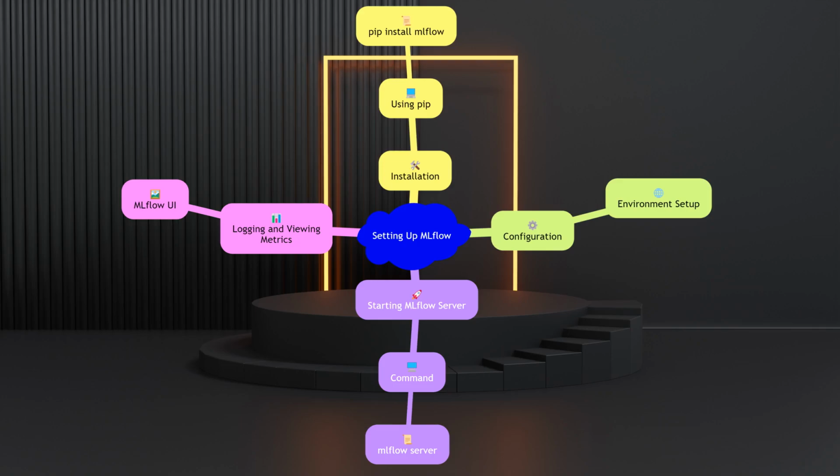Before you can log metrics, you need to set up MLflow. This involves installing the MLflow library and configuring your environment. You can install MLflow using pip install mlflow. Once installed, you can start the MLflow server using the command mlflow server. This will allow you to log and view metrics through the MLflow UI.